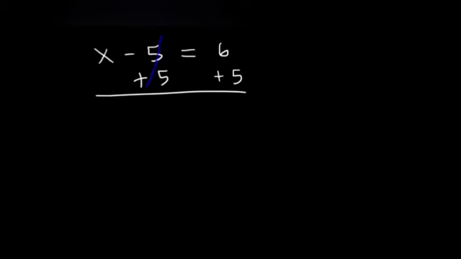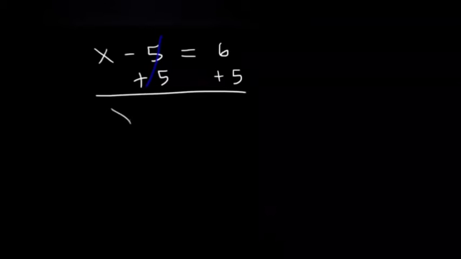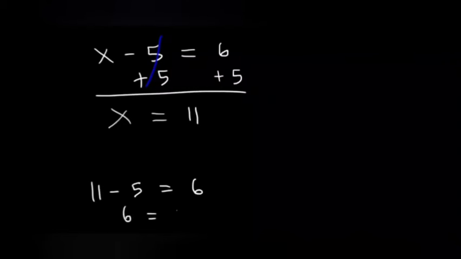You're going to have the 5 cancel the 5, so our x is equal to 11. So 11 minus 5 is equal to 6. 6 equal to 6, verified. As simple as that. Now let's take another similar example.